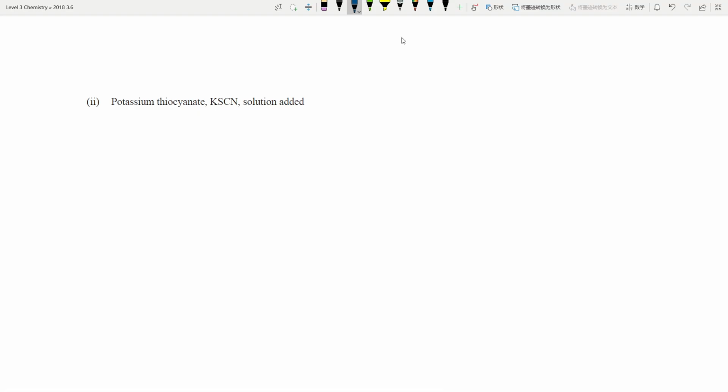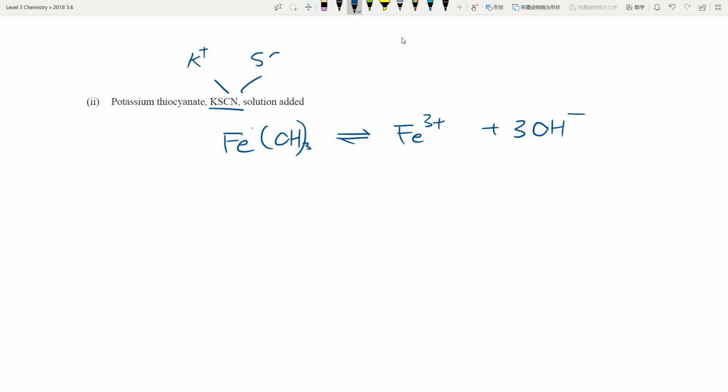All right, next one, potassium thiocyanate. So let's write the equilibrium again, because we had it just now, and I just want it down here, so we can go through the same process again. KSCN is made of K plus and SCN minus. So this is one of the complex ion formations. The K plus ion is a spectator ion, doesn't do anything. It has to be the SCN minus.